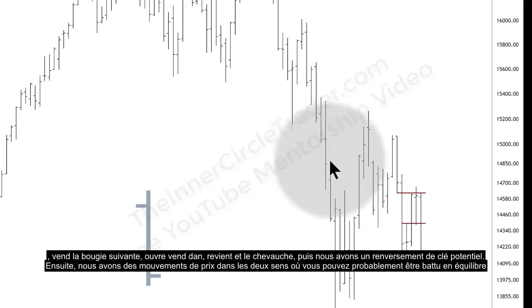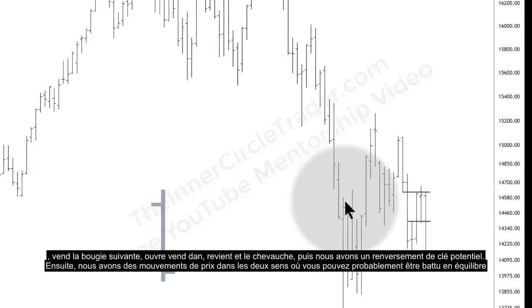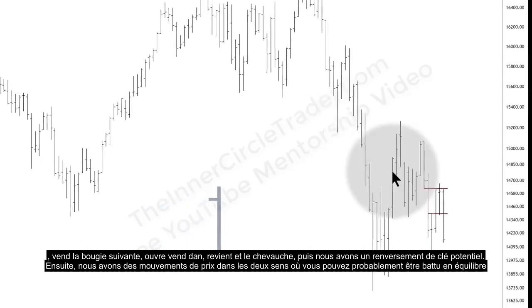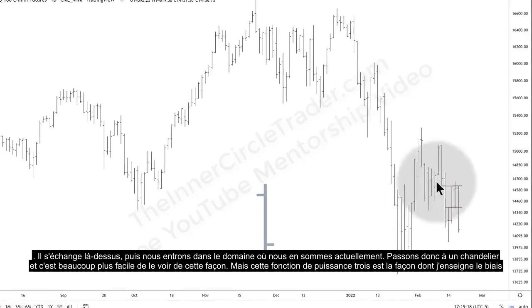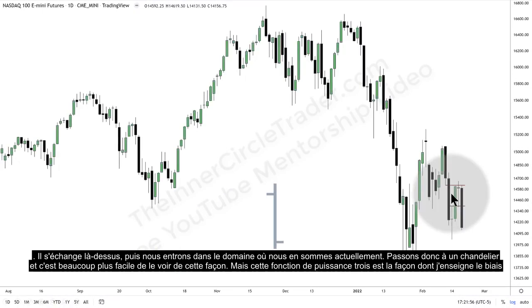Same thing here. Opens, rallies, sells off. Next candle opens, sells off. Then comes back and overlaps it, and now we have a potential key reversal. Then we have back and forth price action where you can probably get beat up. Imbalance, it trades up into that. And then we go into that area where we're at now. So let's go to a candlestick, and it's a lot easier to see it this way.